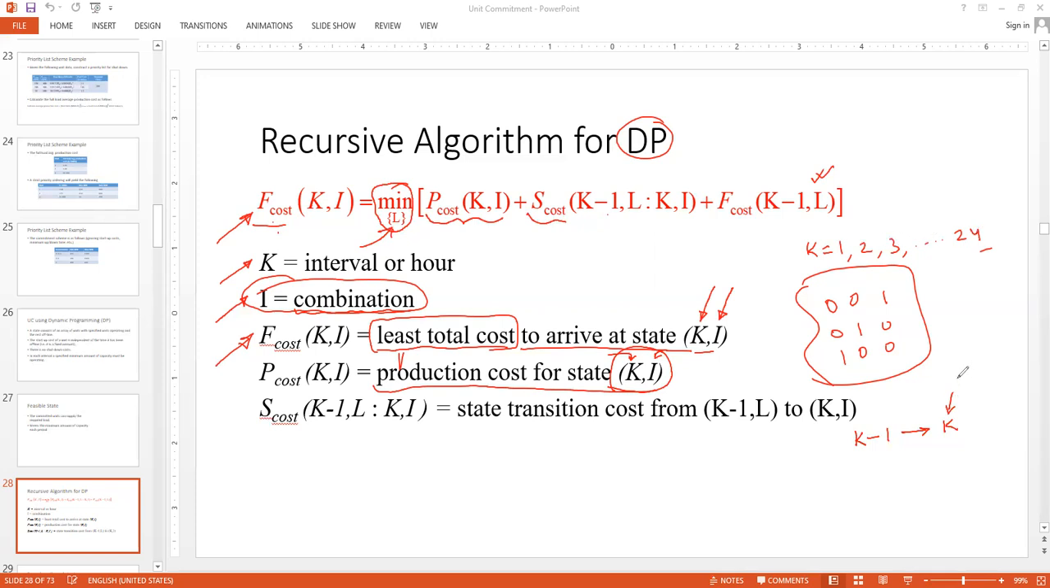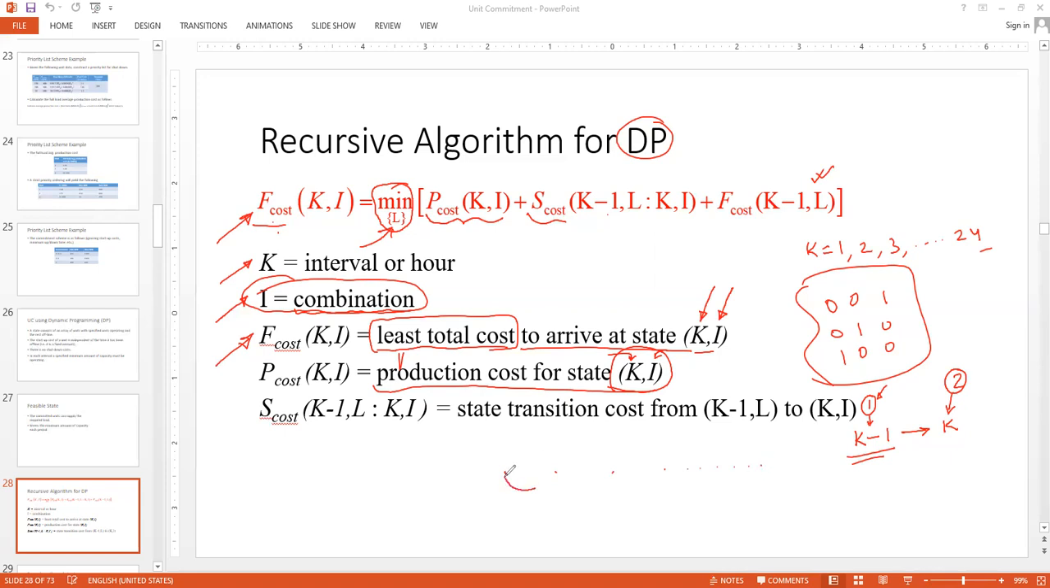So if k is 2, then k minus 1 means the first hour. K equal to 2 means the second hour, so k minus 1 will be 2 minus 1. That is the first hour we are talking about. Because we have to make transition from hour 1 to hour 2 to hour 3 to hour 4, up to whatever amount of hours is under our consideration.